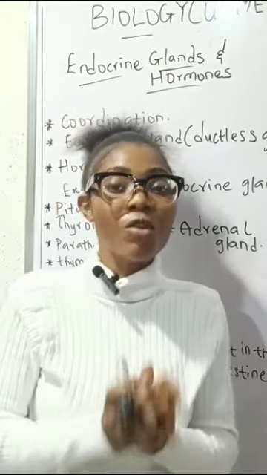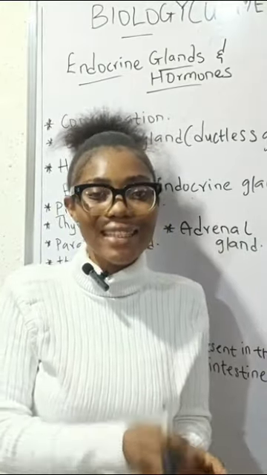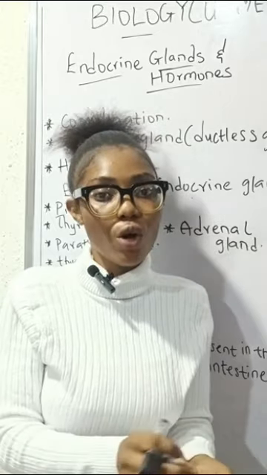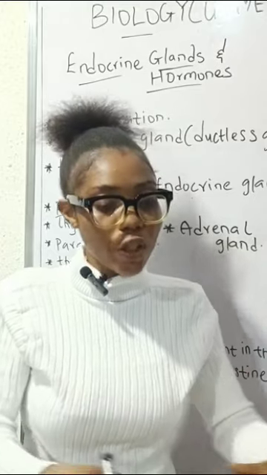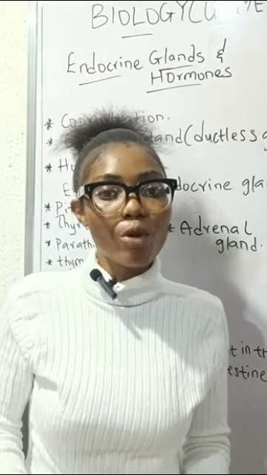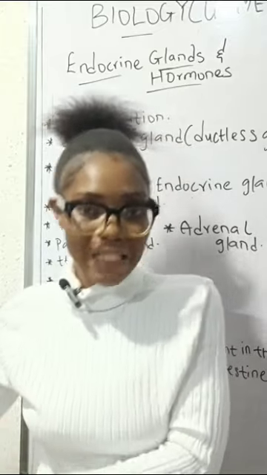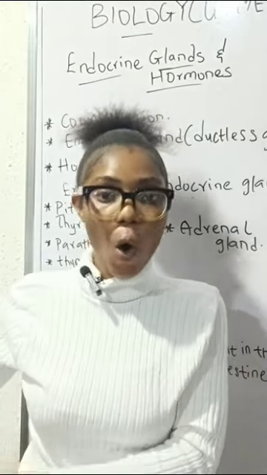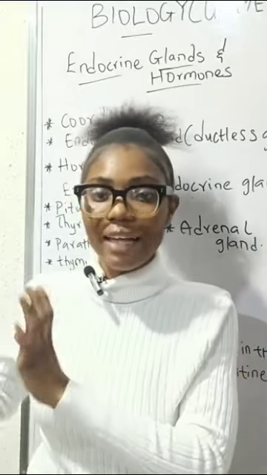So basically, when an endocrine gland secretes hormones, the hormones are secreted directly into the blood. No duct to carry them. They are secreted directly into the bloodstream. The bloodstream transports the hormones to where they are needed, and the hormones perform specific functions in their target site or target organ.